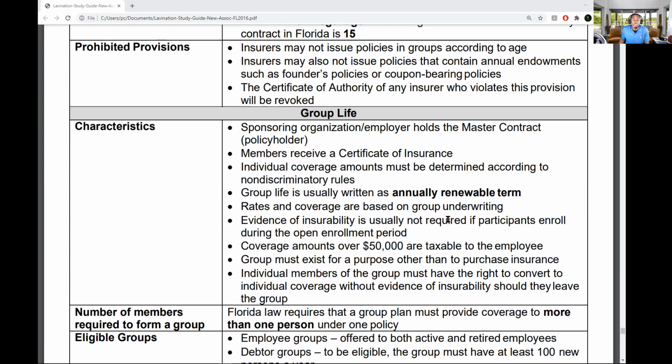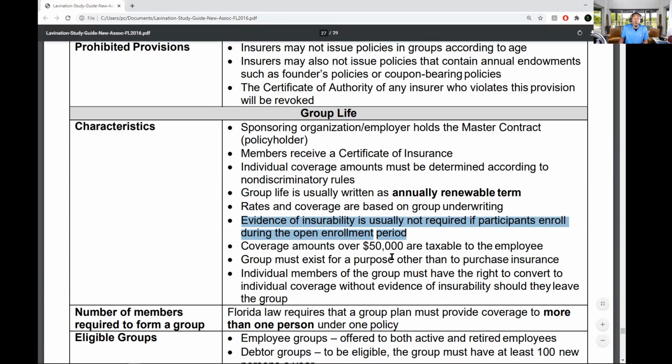Rates and coverage are based on the group underwriting. So they take the whole group to evaluate, not one person. Evidence of insurability is usually not required if the participant enrolled during the enrollment period. Make sure, this is very important. So if you don't want to do tests to show that you're in good health, make sure you apply before that. Okay, this is an important thing here. Evidence of insurability means they do not have to prove that they're in good health. They don't have to do tests, because when they do the group policy, as long as they do it during the enrollment period. Coverage amounts over 50,000 are taxable to the employee.